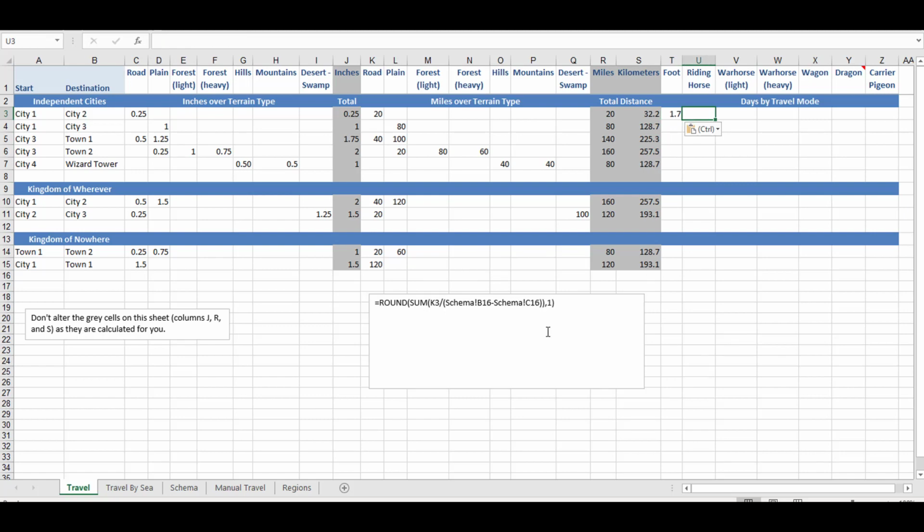So, what this is doing is essentially taking our K3. What's K3? Well, that's on this sheet. It's the road, because that's where our value is. And this is the third row, of course, right? So K3 divided by schema B16 minus schema C16. What is B16 on the schema sheet? That is our base miles per day, right?